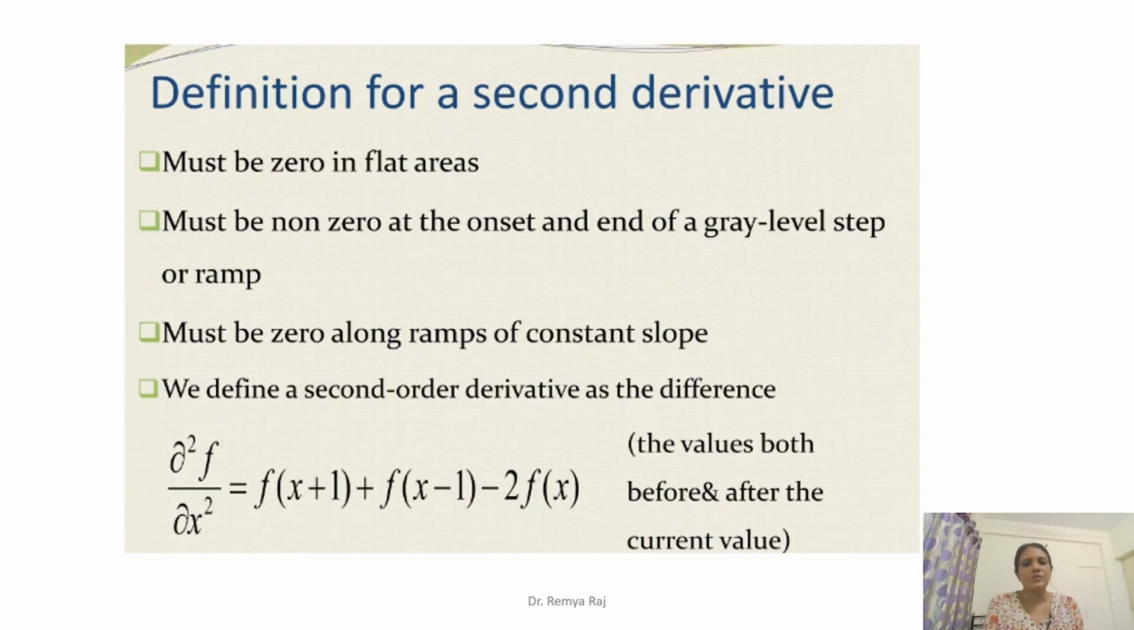Now the second order derivative. Again, this is the same as the first order derivative, but it will give more fine details of the image when compared to the first order derivative. It must be zero in flat areas, non-zero at the onset and end of the gray level step or ramp, and zero along a ramp of constant slope. We can define the second order derivative as ∂²f/∂x² = f(x+1) + f(x-1) - 2f(x). This is for the one-dimensional first and second order derivatives only.